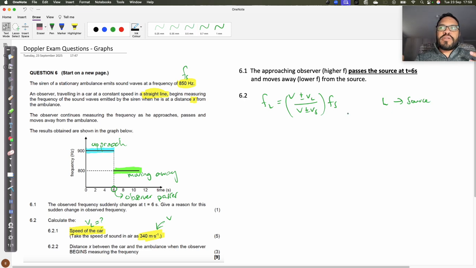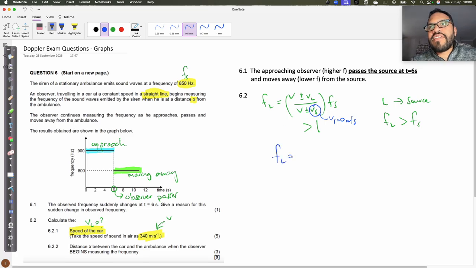Now if a listener is approaching the source, we know that in that case the frequency of the listener is going to be greater than the frequency of the source, and therefore I need this bracket to be bigger than 1. Now given that the ambulance is stationary, we also know that the speed of the source, Vs, is equal to 0 meters per second.